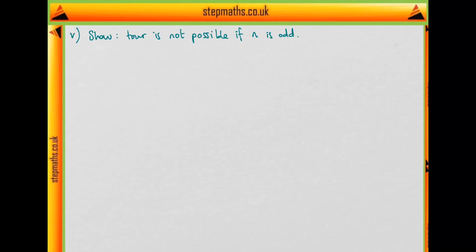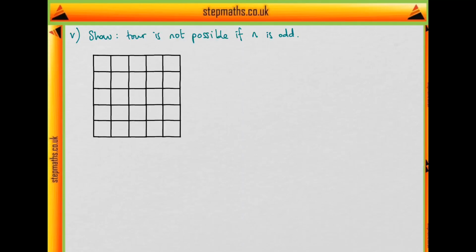Okay, so now we just need to show that a tour of an n by n grid is not possible when n is odd. So for example, if I had a 5 by 5 grid like this, we can see that what we did before is not going to work, because if I try to do the sort of E shape, then when I get to this square, I'm going to get stuck. I'm not going to be able to loop back around. But for this question, we need to show that a tour is not possible for any shaped paths and not just this particular sort of comb-like one.